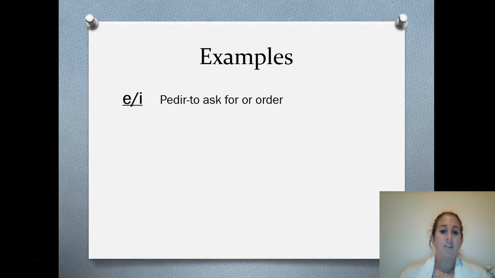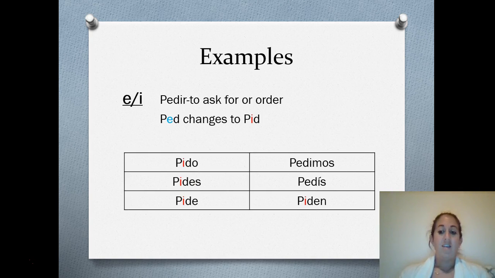Pedir means to ask for or to order. In this case, pedir is an E to IE, or excuse me, E to I stem changer. And then there are our conjugations. So yo pido, tú pides, él y usted pide, nosotros pedimos, vosotros pedís, ellos, ellas, and ustedes piden. Again, notice those stem changes.